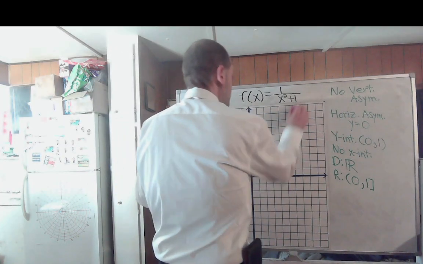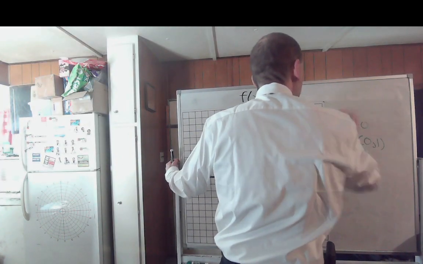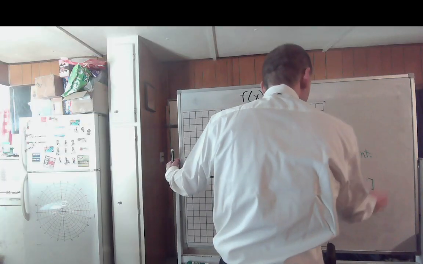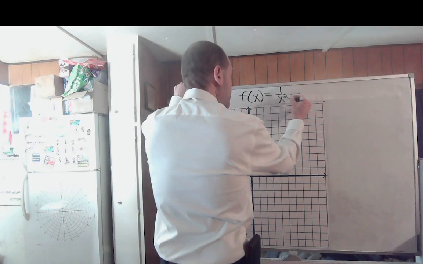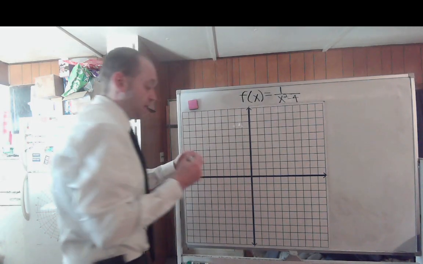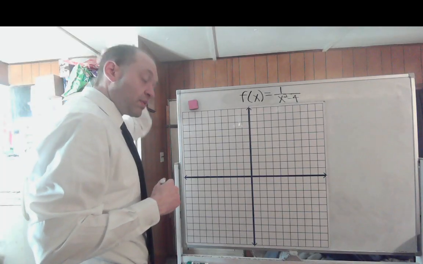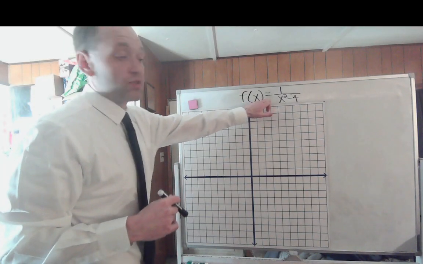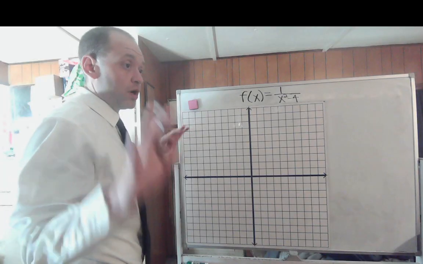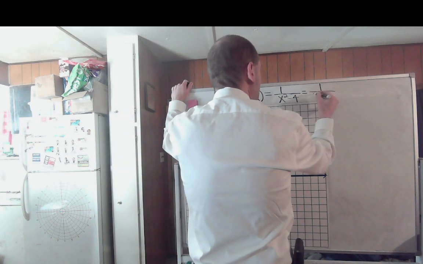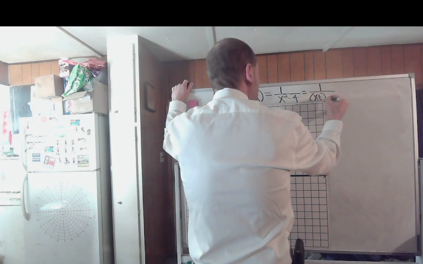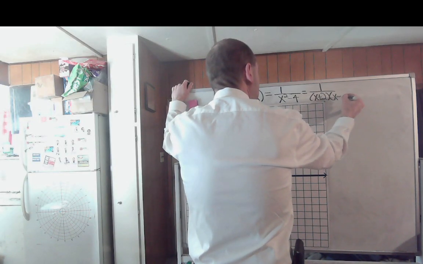Alright, let's change this again here. I'll make this easy also. Let's actually make this f of x equals 1 over x squared minus 4. Okay, we can definitely factor the denominator, right? This would turn into f of x equals 1 all over x plus 2 times x minus 2.